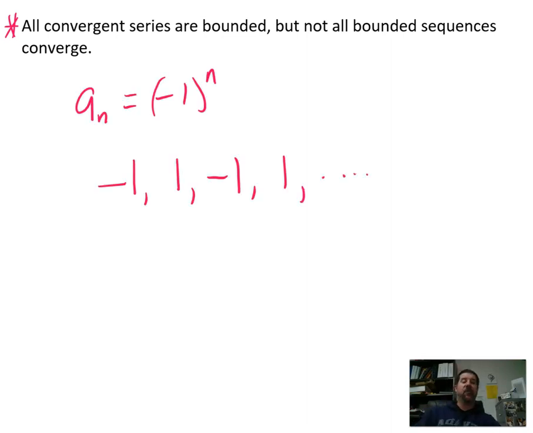The sequence (-1)^n would give us -1, 1, -1, 1. This is a bounded sequence above and below, bounded below by -1 and above by 1, but this is a sequence that is not going to converge to anything. It just bounces back and forth. Okay, so similar, but not exactly the same stuff.